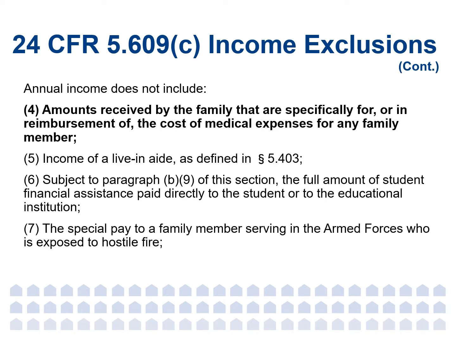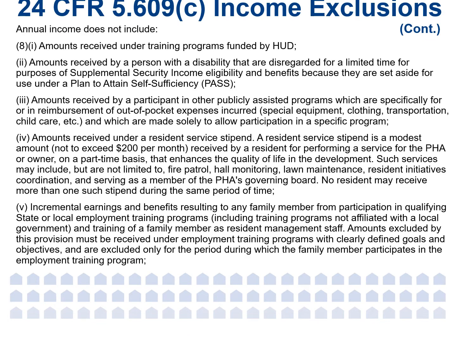Number 4, amounts received specifically for or in reimbursement of the cost of medical expenses for any family member. The special programs in number 8 are forms of excluded income that I have not seen in participant records, although it is possible that a site-based project could choose to provide resident service stipends in the future.